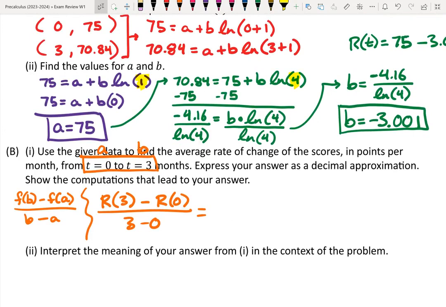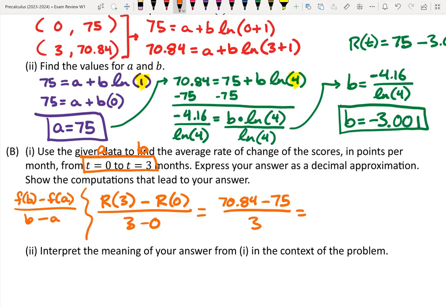That's the end. What is R of 3? Back up at our 2 points. So we could write that in, right? 70.84 minus R of 0 divided by 3. If you haven't done that calculation, please do it in your calculators.